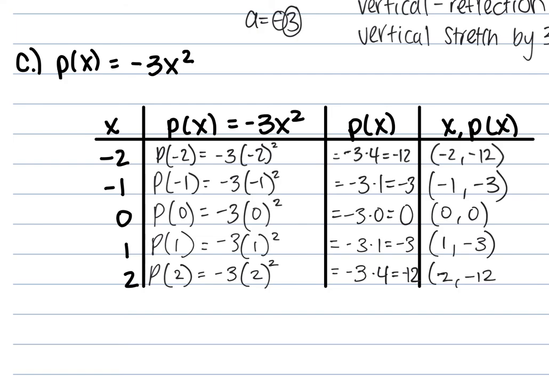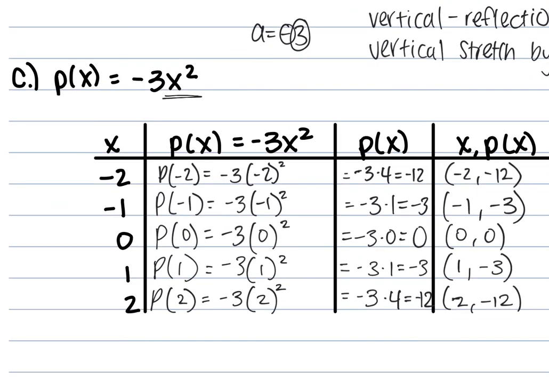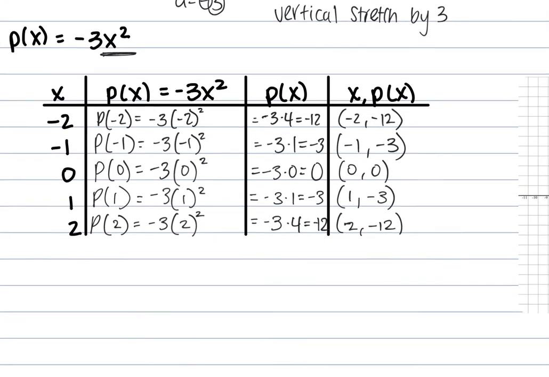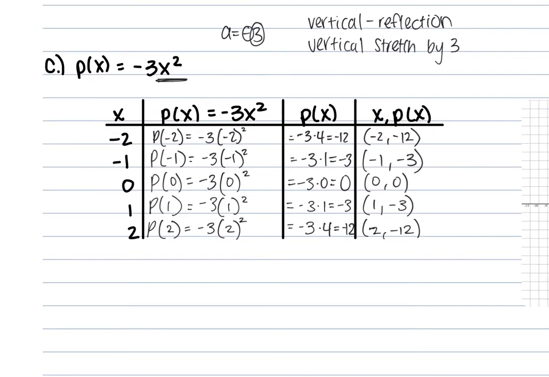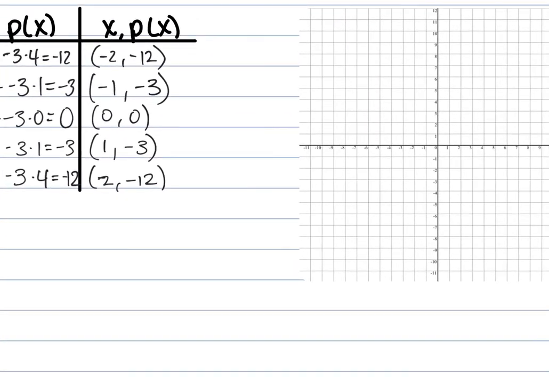2 comma -12. Okay. So anytime we have a quadratic, right? That's with the variable squared. Our graph is going to be what shape? Parabola, right? You have to know that, okay? The parabola is that U shape. Now, ours is going to look a little bit different because we flipped it, right? It's going to be upside down. So, let's go ahead and graph this.